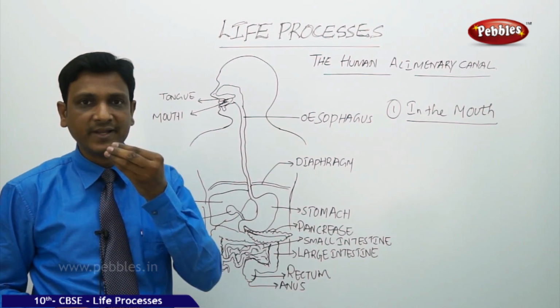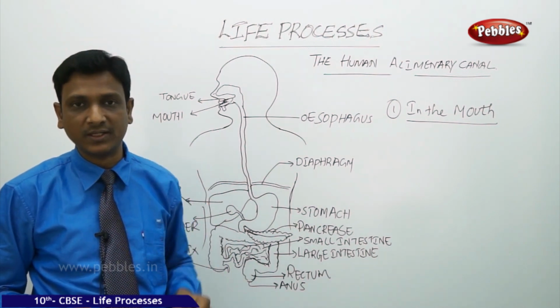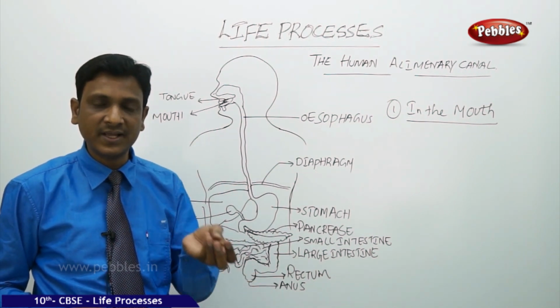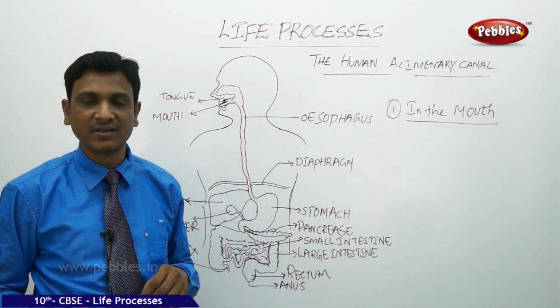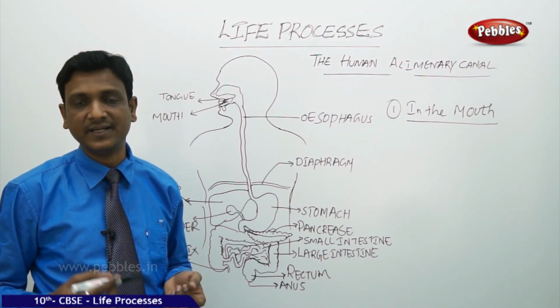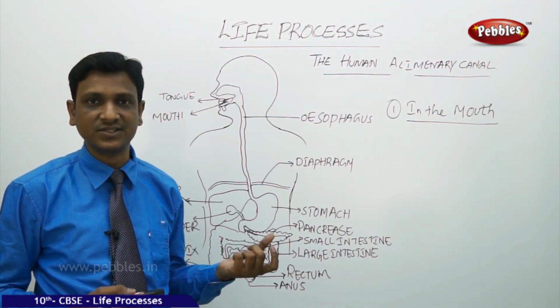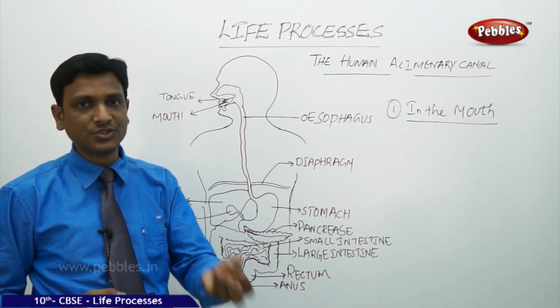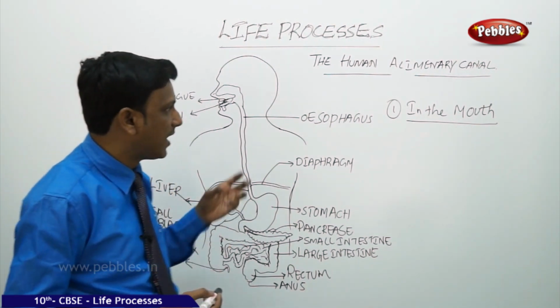Whatever food we take, we do not just swallow it. If you see birds, they do not chew, they don't have teeth. Birds swallow the grains. But it is not like that in case of humans. In the human digestive system, first chewing takes place. As soon as you keep the food in your mouth, you have to chew the food.